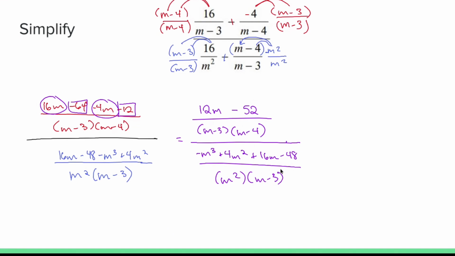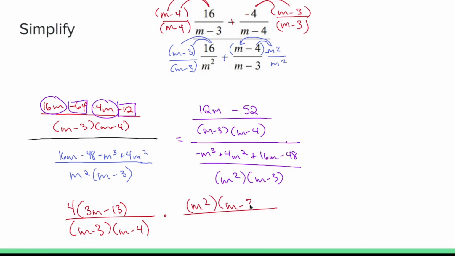So now that I have a fraction over a fraction, what I do is flip and multiply. I can factor out a 4 from the top, but I think that's the best I could do. So 4 times 3m minus 13 all over m minus 3 times m minus 4, and since we're dividing a fraction, let's multiply by its reciprocal, so we have m squared times m minus 3. We can see the m minus 3's will now cross out. This is just negative m cubed plus 4m squared plus 16m minus 48. Nothing at all is going to happen with that.